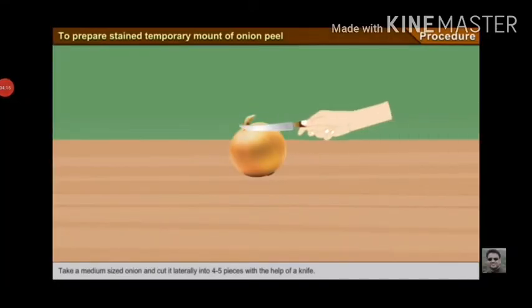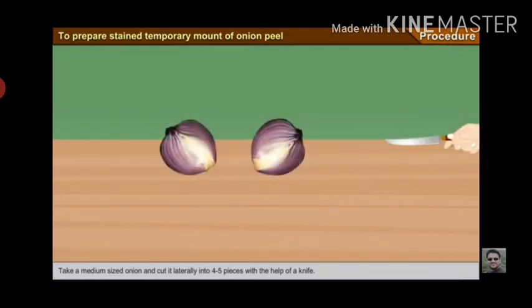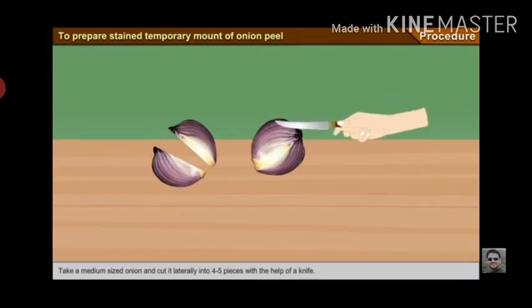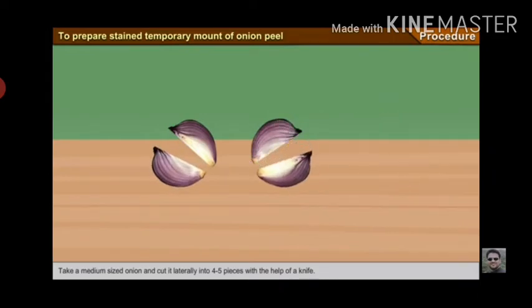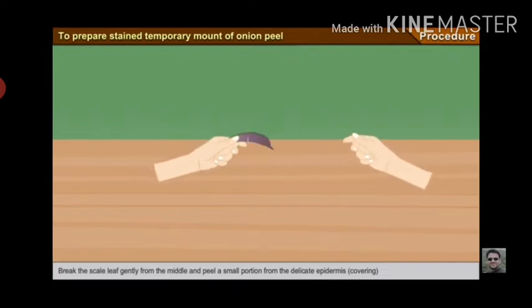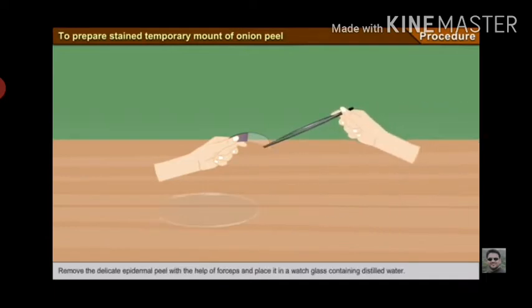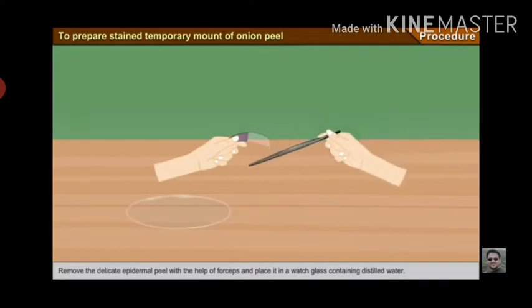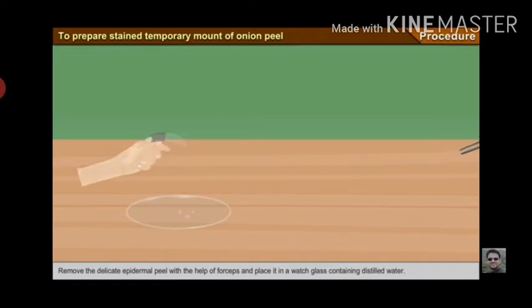Let us take an onion and cut it laterally into 4-5 pieces with the help of a knife. Now take one piece and remove a scale leaf from it. Then break the scale from the middle and peel a small portion of the delicate epidermis, meaning the covering that covers the inner surface of a scale leaf. Remove the delicate epidermal peel with the help of forceps and place it in a watch glass containing distilled water.